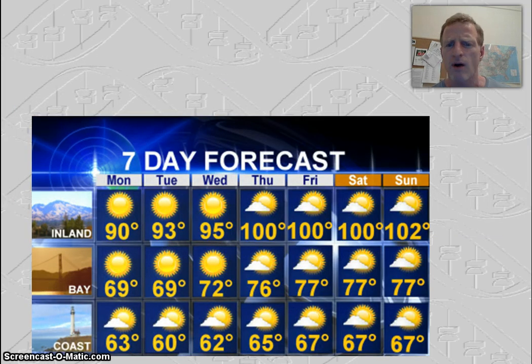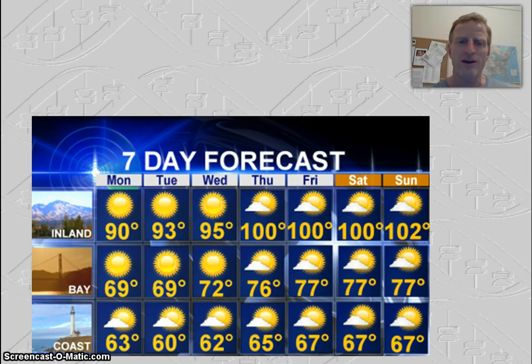The last property of water I discovered when I moved to San Francisco about 12 years ago. I lived at the coast, and you can see this is a typical summer day in San Francisco. It was 63, 69 in the bay, a little bit inland, and then about 10 or 15 miles inland, 90 degrees. Look, on Sunday it's 67. It's going to be 102 about 15 miles inland. Why is it so hot inland?